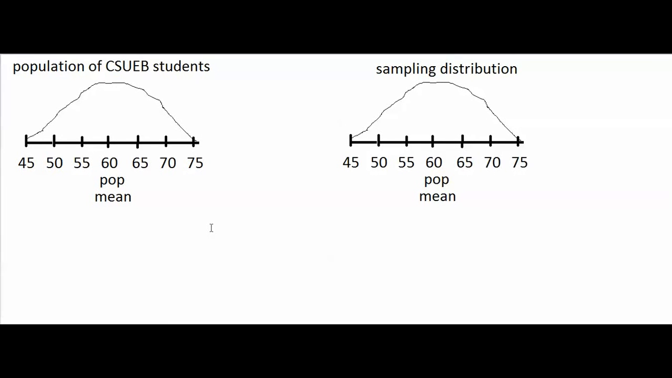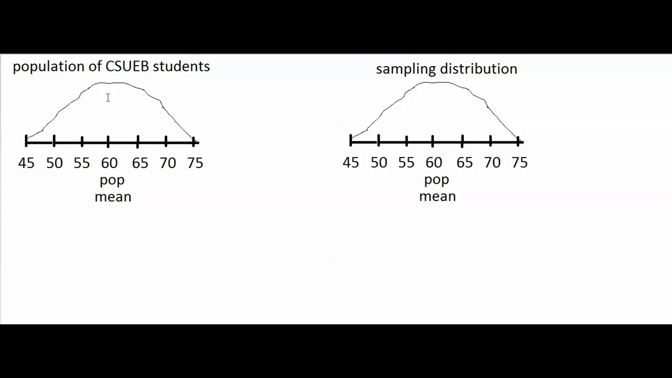The definition of a sampling distribution is a collection of outcomes calculated with all possible samples of a certain size. Let's imagine that this is showing the heights of all Cal State East Bay students. So on the left side right here, we're looking at the distribution of the heights of all Cal State East Bay students in the student population.